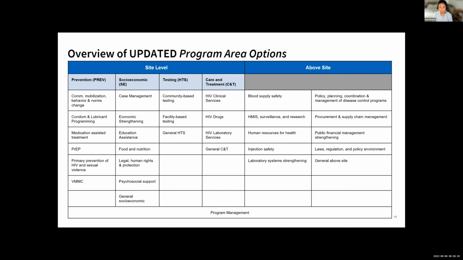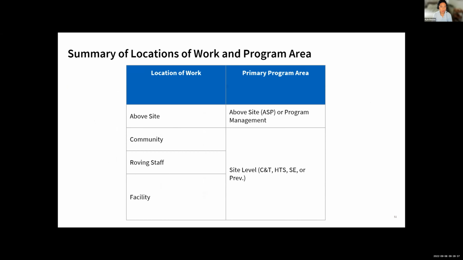So again, you want to be able to select the primary program area that that staff member is working on, understanding that sometimes people work in multiple areas, but you only select one, preferably the primary one that they are engaged in. And here, this shows you the summary mapping or table, based on your work location that Jason already walked through in the previous geographic locations slides, in terms of how that maps to the primary program area that person should be selected under.